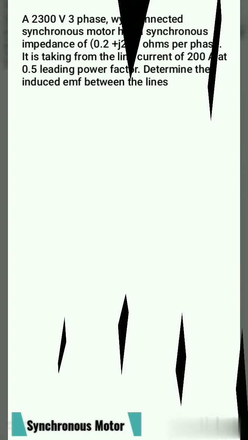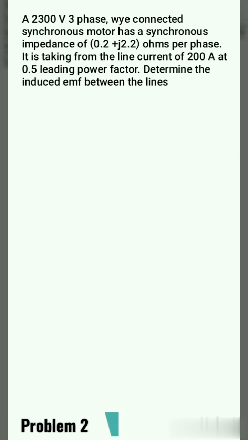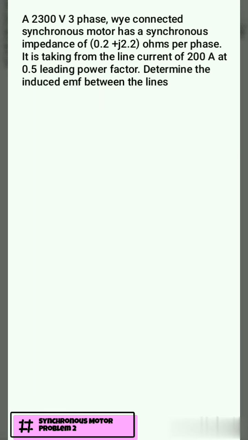A 2,300 volts 3-phase Y-connected synchronous motor has a synchronous impedance of 0.2 plus J 2.2 ohms per phase. It is taking from the line current of 200 ampere at 0.5 leading power factor. Determine the induced EMF between the lines. Let's proceed to the solution. So we are required to solve for the induced EMF between the lines, or EL.